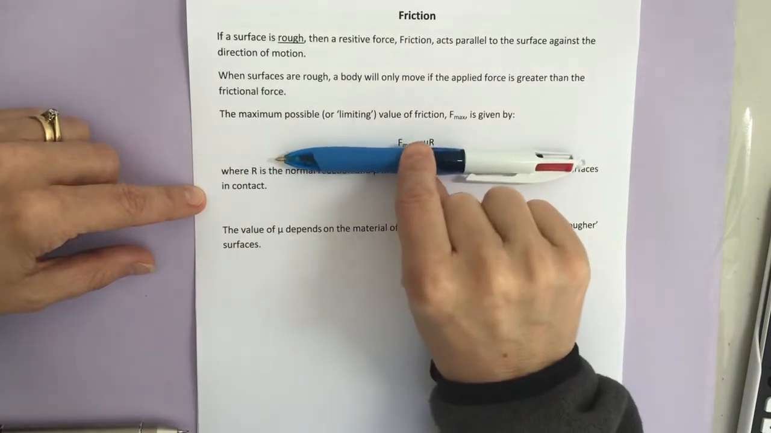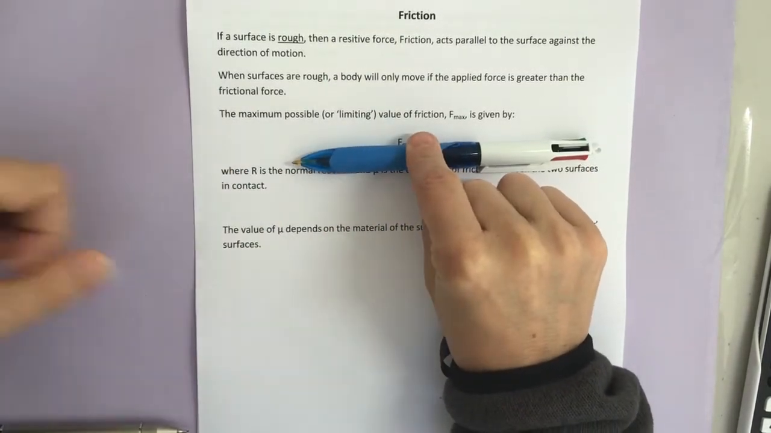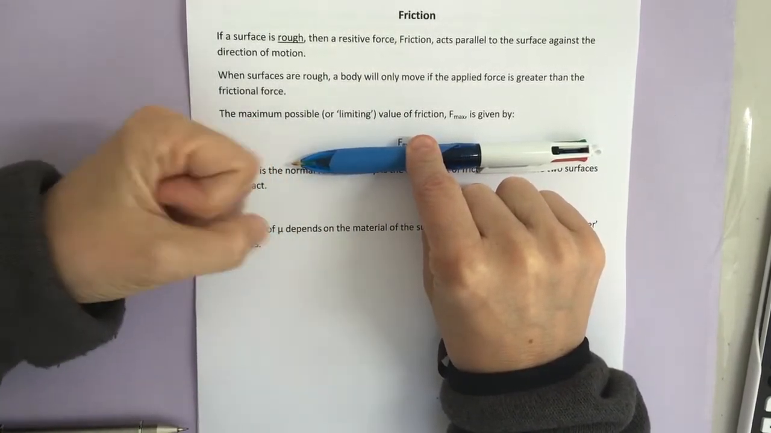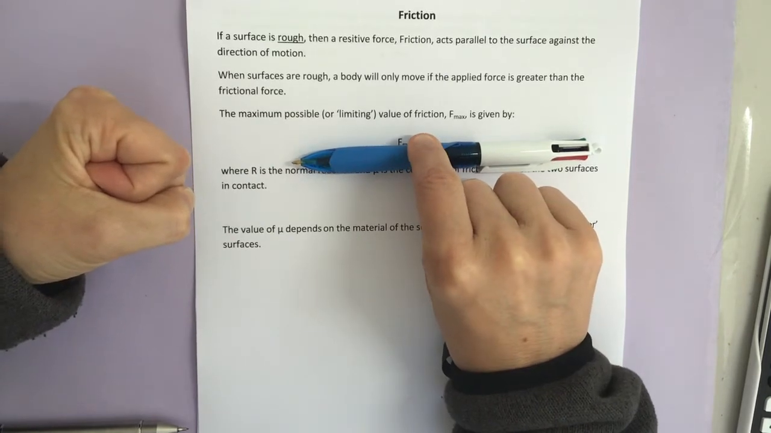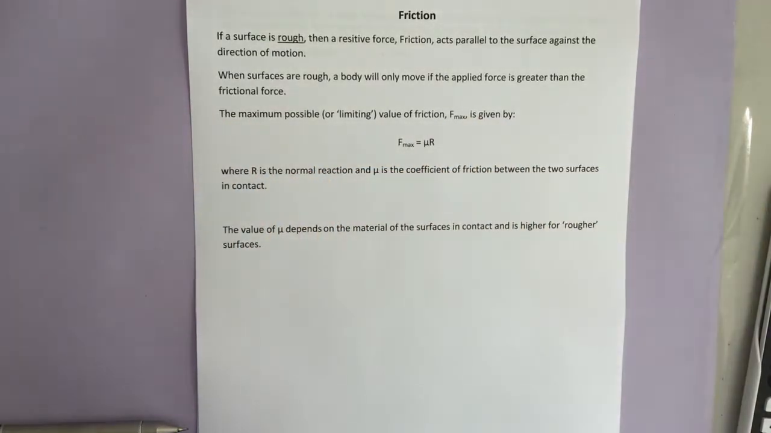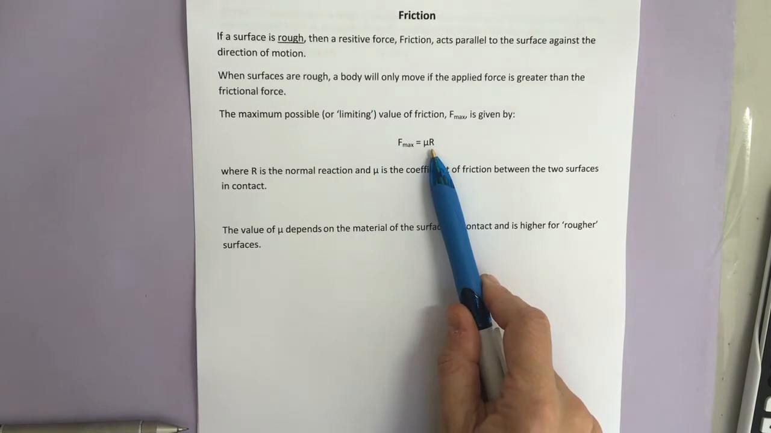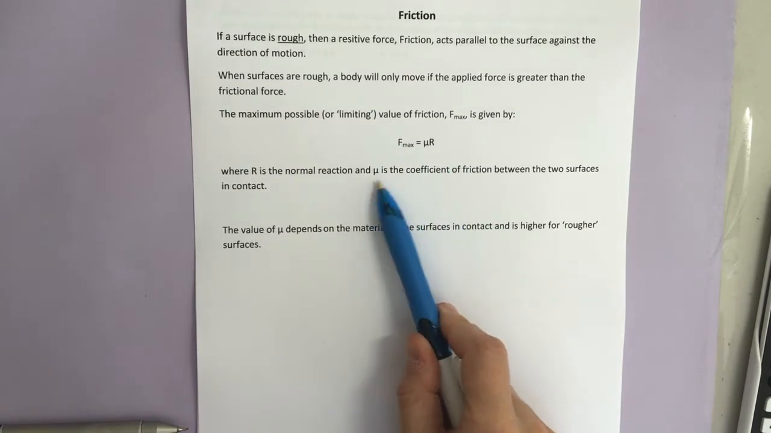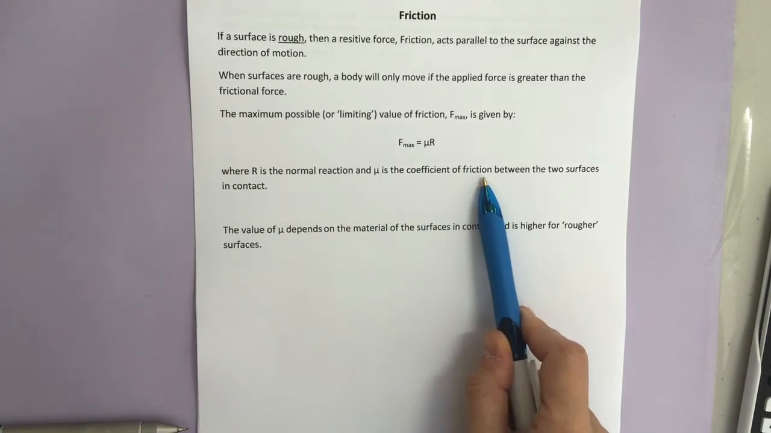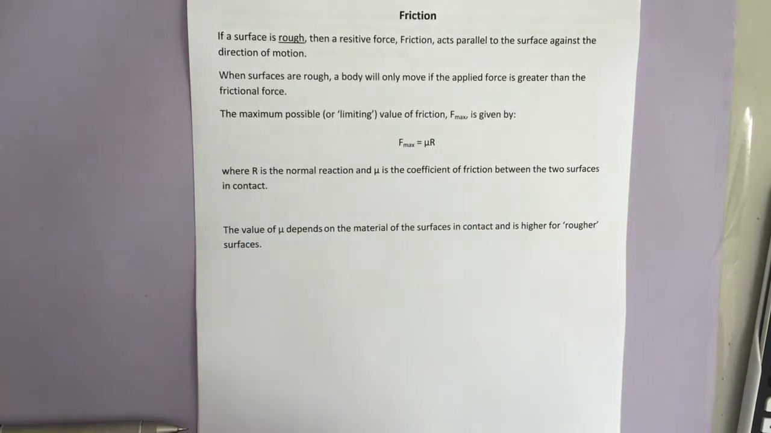You're trying to move this thing across the surface and the frictional force is building up and up until it reaches its maximum. And then if we overcome it, we move. So R we've seen before is our normal reaction force, and mu is what's called the coefficient of friction. This is different between different surfaces in contact. It depends on the material that they're made from. Mu will be higher for rougher surfaces and lower for smoother surfaces, and mu is equal to 0 if we have a perfectly smooth surface.